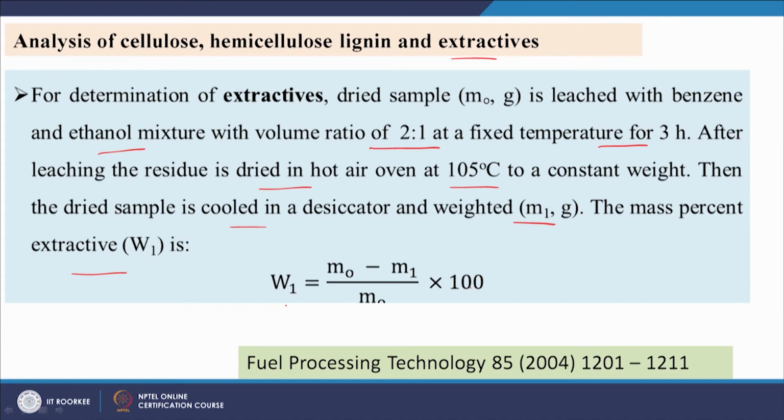So, that will be the mass loss due to the volatile matters, and (M0 minus M1) by M into 100 will be the percentage of the volatiles.